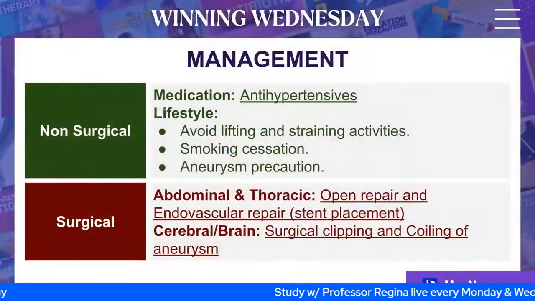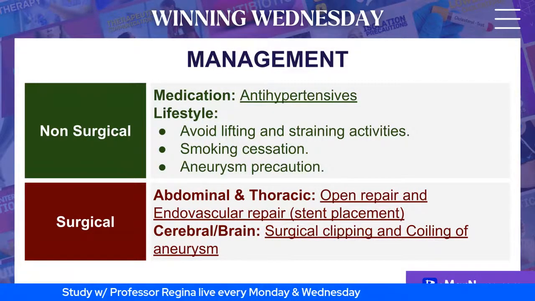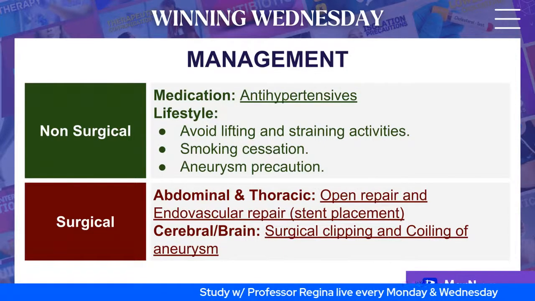So, of course, we want that blood pressure to be on the lower side, right? We want the vessel to have a nice little steady flow. We don't want tachycardia where the blood is flowing quickly through a weakened part of the vessel. So yeah, all right. So antihypertensives will be used. They'll lower the blood pressure and probably the heart rate, especially if the patient is on a beta blocker. Tell the patient to avoid lifting and straining activities, smoking cessation, and having aneurysm precautions.